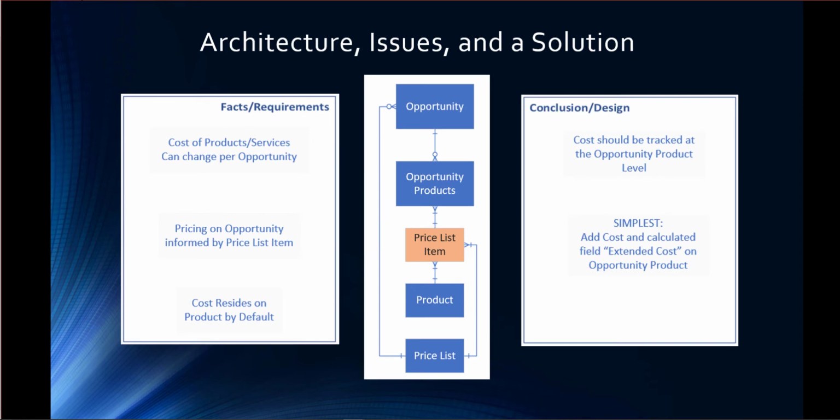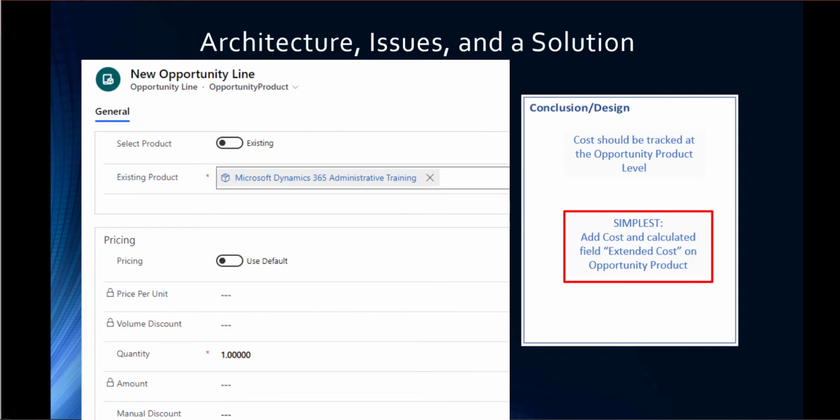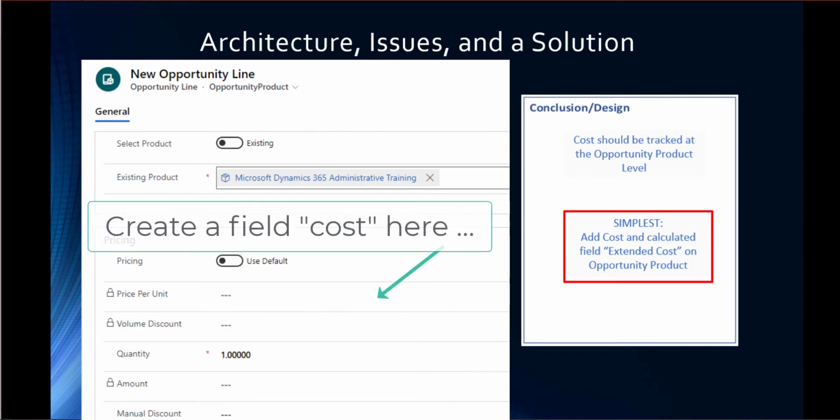What we're thinking here is the simplest method is to essentially track the cost at the opportunity product level itself when you're creating the opportunity product, because there's some pricing there. What we can do is add cost for this particular item right there on the opportunity product entity, because we have access to that entity.